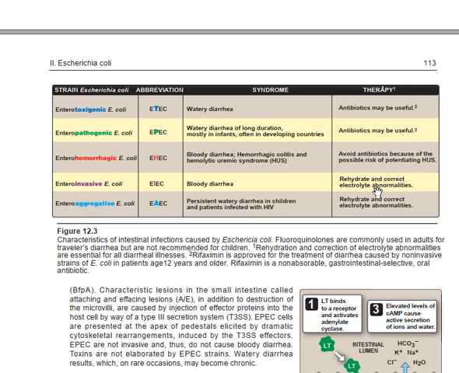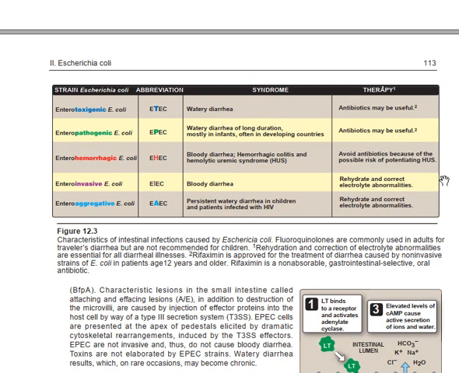Now, what therapy is useful in each of them? Antibiotics are useful in enterotoxigenic E. coli and may be useful in enteropathogenic E. coli. Avoid antibiotics in enterohemorrhagic E. coli because of the possible risk of potentiating hemolytic uremic syndrome. We don't use antibiotics in enterohemorrhagic cases because you would potentiate the hemolytic uremic syndrome. The question is, why would you potentiate it?